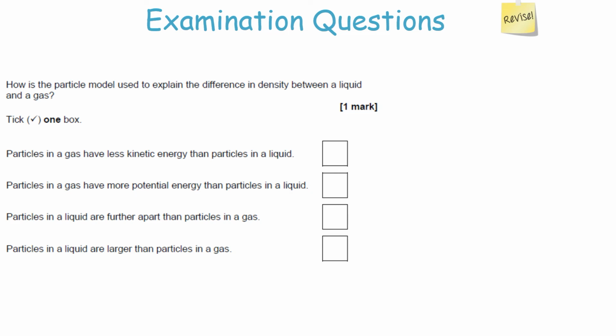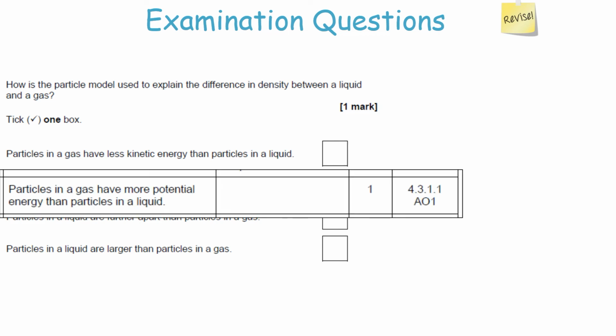In the particle model, we assume the particles themselves are the same size in a solid, a liquid and a gas. It's only the space in between them that changes. But the particles in a gas will have more potential energy than particles in a liquid, because energy will have gone into changing a liquid into a gas, so therefore the particles are going to have more potential energy.